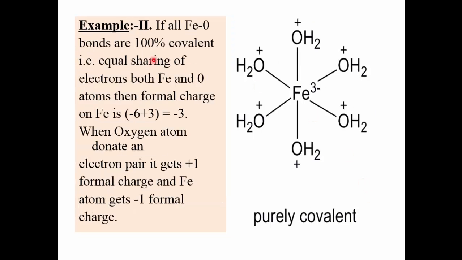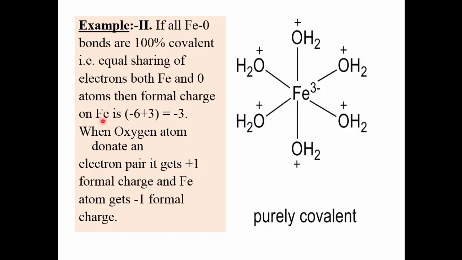Now see the second case. This is very interesting. If all iron-oxygen bonds are 100% covalent. Covalent bond means we know that there is sharing of electrons. So that is equal sharing of electrons between both iron and oxygen atoms. Okay, there is equal sharing of electrons between iron and oxygen. And then what happened?